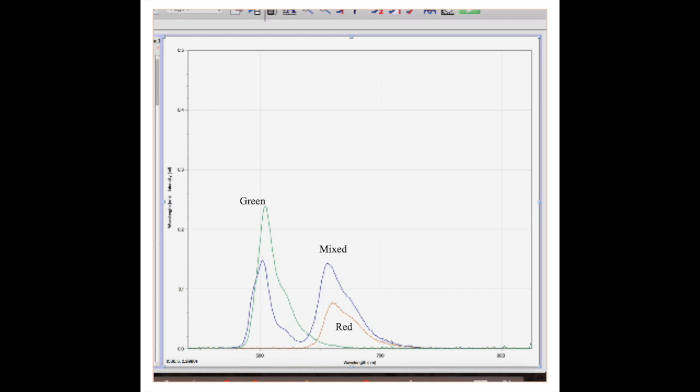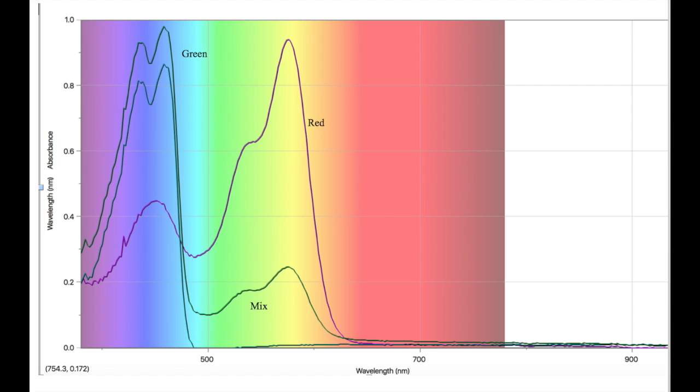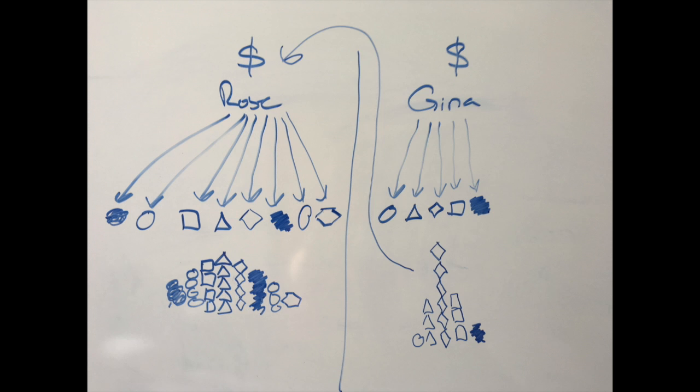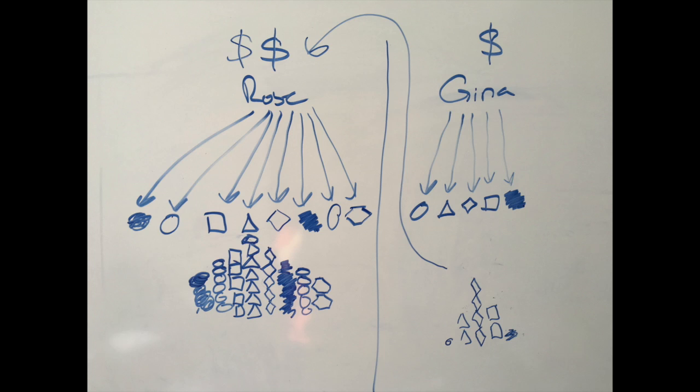When red and green have access to the same amount of energy, red has a lower intensity. However, when red and green are mixed, red's intensity increases and green's decreases. As you can see, in absorbance, red has a peak at just above 500 nanometers, which is exactly what green emits. Red can absorb these photons, which increases the available energy. It also appears to lower green's intensity, as some of the photons it emits gets absorbed instead of reaching the detector. It would be like Rose returning some of Gina's objects and buying more of her own.